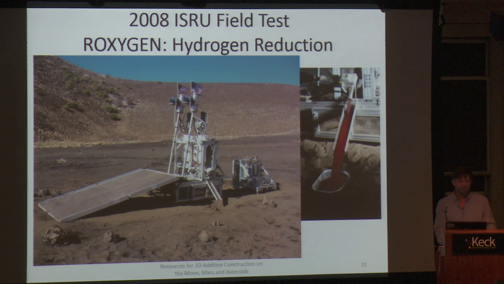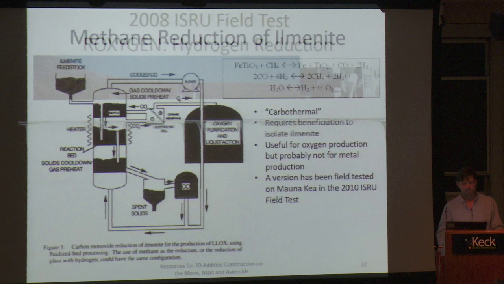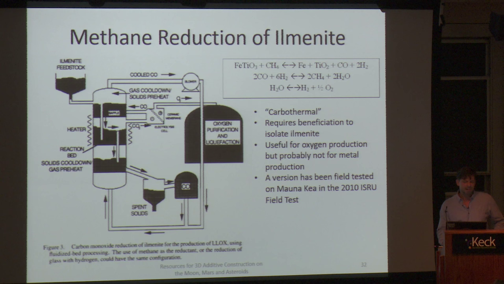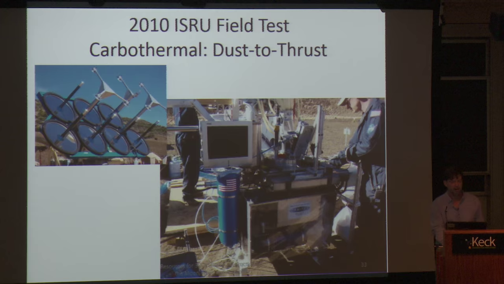Unfortunately, this looks like it's a good technology for getting oxygen, but it doesn't get you all the way to a usable metal, not even a mongrel alloy. Methane reduction of ilmenite is another possibility, also called carbothermal. This is another one that we've built. We've taken it to Mauna Kea and tested it. Again, it looks like it's great for oxygen production, but it doesn't quite reduce the regolith enough to get a good mongrel alloy.